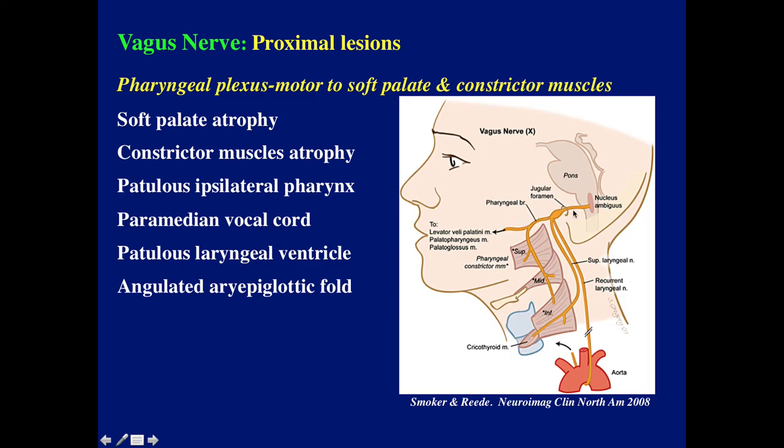So if you have a lesion in the jugular foramen, you will have involvement basically of all the nerve, including the larynx. But if you have an involvement a little more distally, you may only have a portion of the nerve involved. So again, you may have soft palate atrophy, constrictor muscle atrophy, a patulous ipsilateral pharynx, paramedian vocal cord, and then the various signs I'll show later.